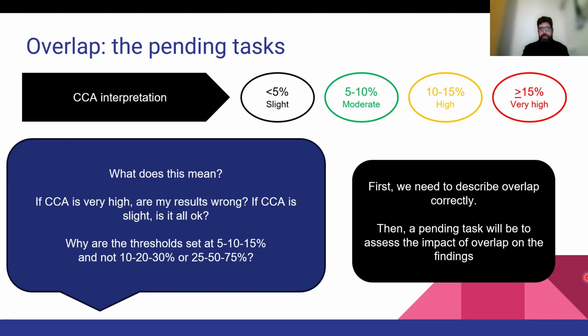Then, once we can make a consensus about how to describe the overlap, how to report what we are doing with overlap, a pending task will be to assess the impact of overlap on the findings. And then we could set a threshold, a more accurate threshold, or make a rationale about why we're putting the thresholds. Maybe we don't even need thresholds. I don't know. That's a pending task.